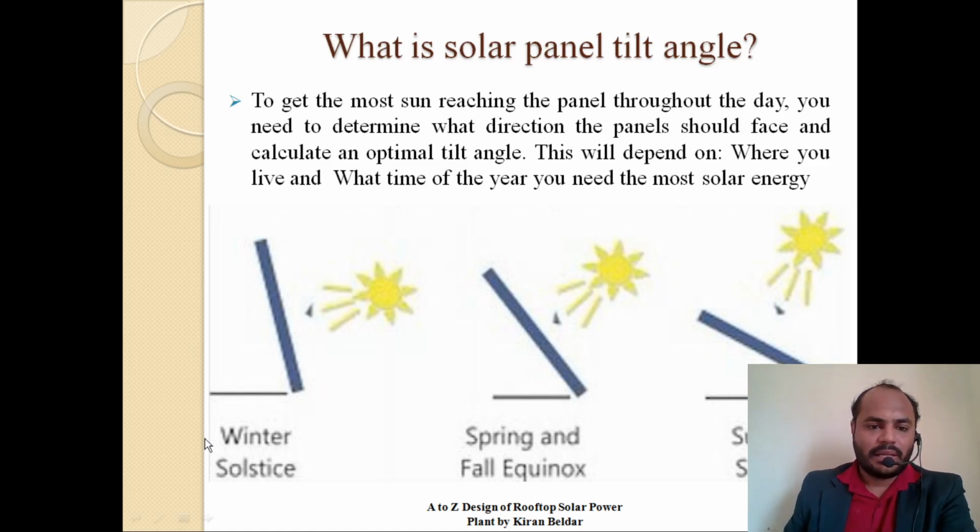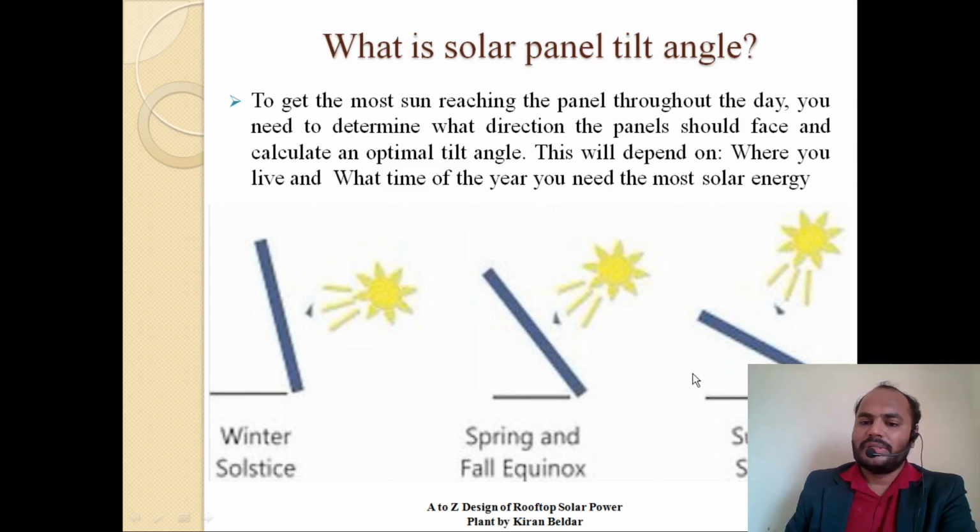Basically, in this first diagram, there is a winter solstice. At that time the tilt angle is more vertical, so that the solar radiation falls at an angle of 90 degrees with respect to the solar panel. In the spring and fall equinoxes, the angle is approximately 45 degrees, so that the solar radiation falls over the panel at an angle of 90 degrees.